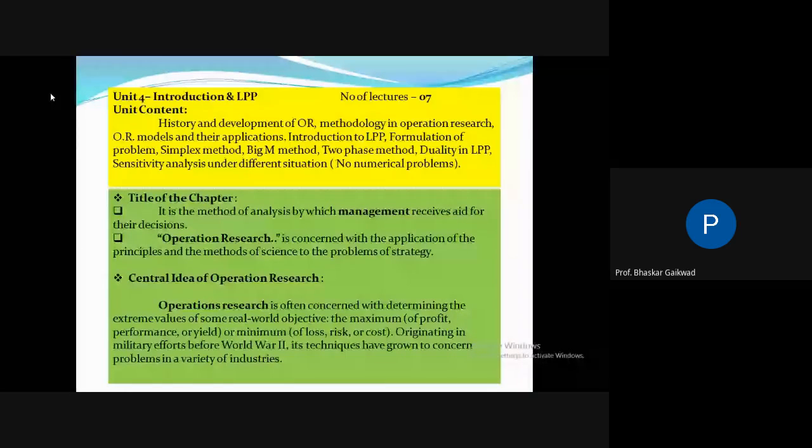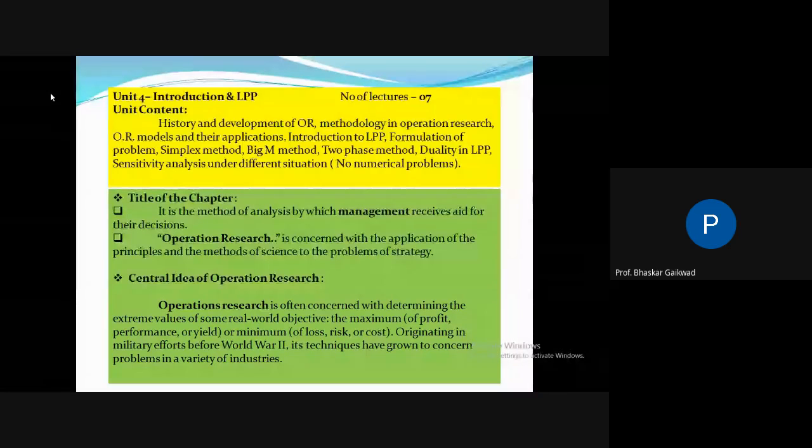Then establishing an equitable bonus system. Suppose we want to give the bonus to the workers. So how much bonus shall we give to the particular workers? So that also problems we can solve by using this OR technique.